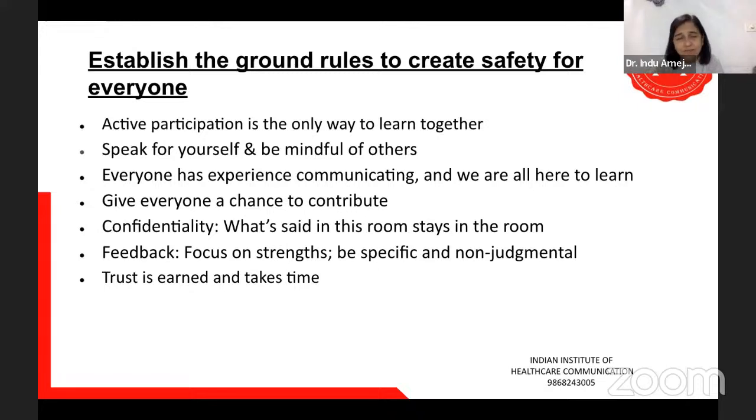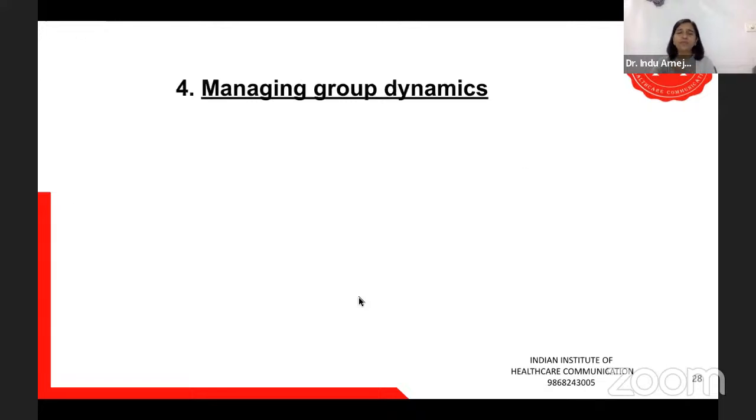Then, as I've been saying right from the beginning, trust takes time. It needs to be earned. So we really need to give time and take time to form that trust. When you establish these rules, you communicate a message that we are all here to learn, and the purpose is not to find fault, but to learn from each other.